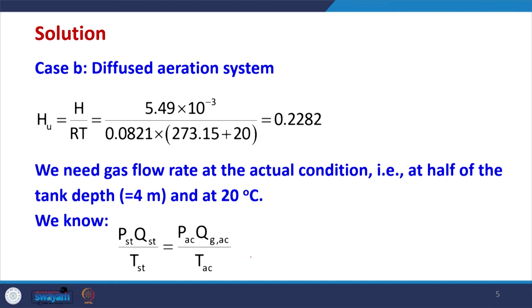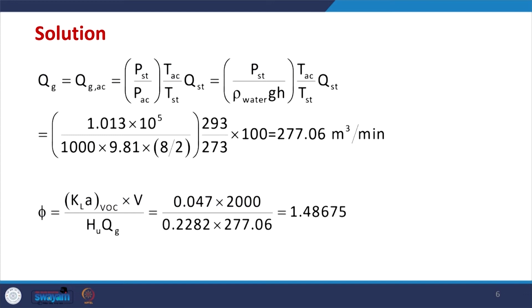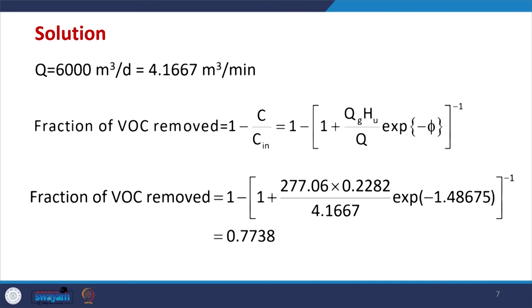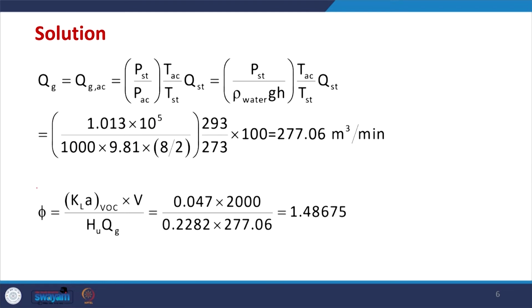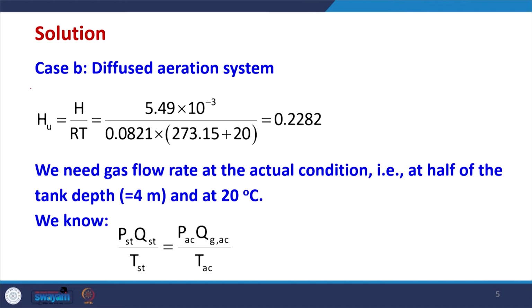In the second case, for the diffused aeration system, if you remember the final equation we derived was like this, and for solving this we require HU, we require this psi, and this psi itself is given by this particular equation, and in this KLa is also required. We have already solved the KLa, there is no issue. We have to find out the actual flow rate of the gas at that temperature and pressure. So, this we have to solve separately. This is being done here. So, we are solving like this.